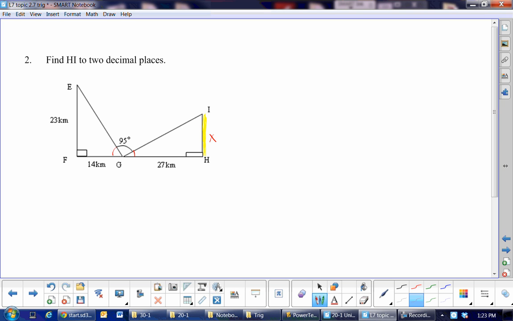Now, why can't I just go and solve for X? You know, a triangle there, I got the 27. Okay, because I don't know this angle. This angle would be very nice to get.